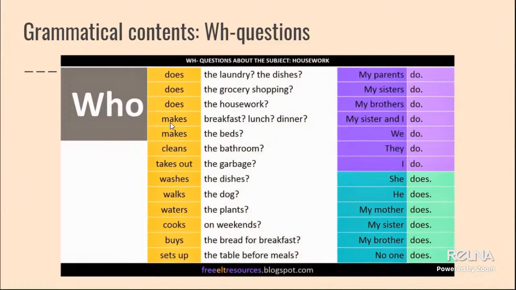What else? Who makes breakfast, for example? I do, or my dad does, or my mom does. Who makes the beds in this case? And I don't know, for example, Juanito does, or Juanito makes the beds. Who cleans the bathroom? Sarah does, or Sarah cleans the bathroom, and so on. So all the time we use the conjugation of the main verb in third person singular, he, she, it.